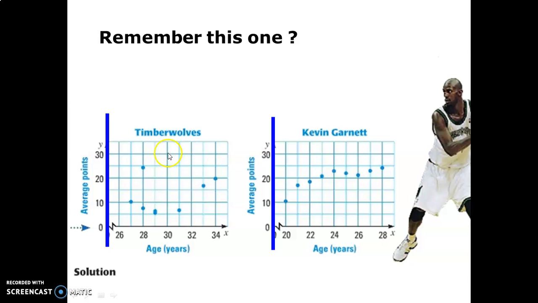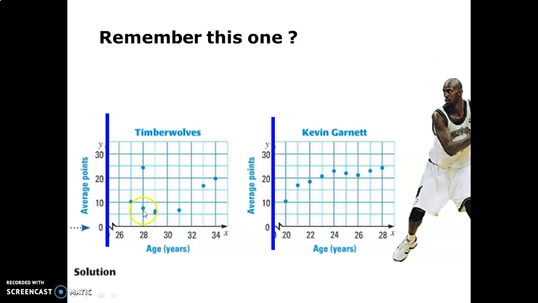Let's try it on this problem, which should look familiar. We have the entire Timberwolves NBA basketball team. The entire team here, and over here are different ages, and over here are average points. So what that means is, since this is the whole team, these are the different players and all their ages. So we have players from age 27 to 34. There's a couple players that are 29, and there's two players also that are 28. And on this y-axis we have the average points they scored. So over a season, or over when they were that age, they had some average points from game to game.